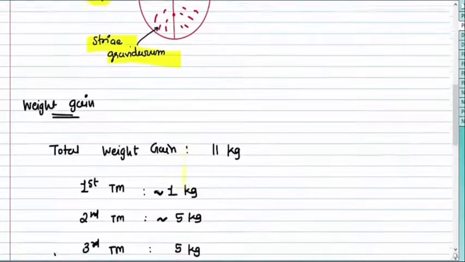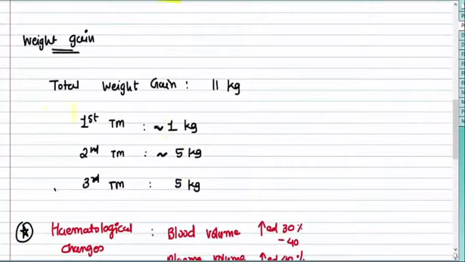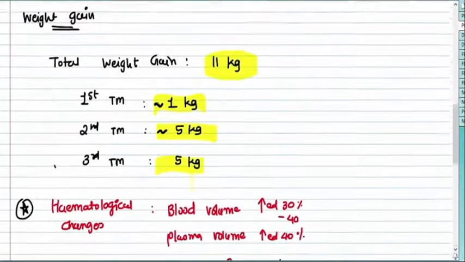Now, let's discuss weight gain in pregnancy. Total weight gain in pregnancy is around 11 kg. In the first trimester it is around 1 kg, and in the second and third trimesters it is around 5 kg of weight gain each.